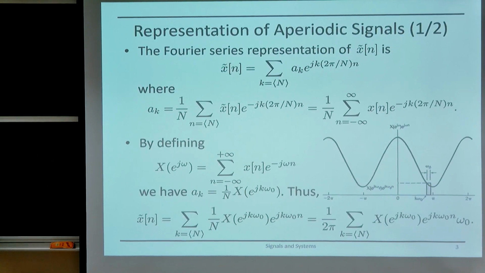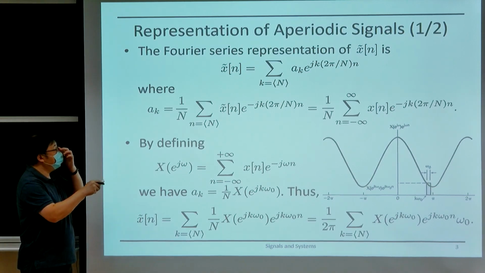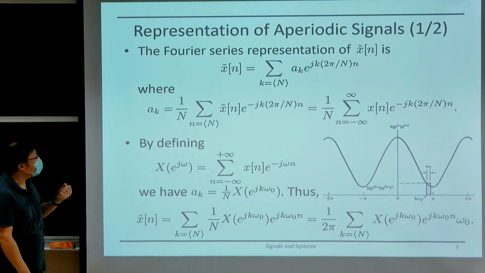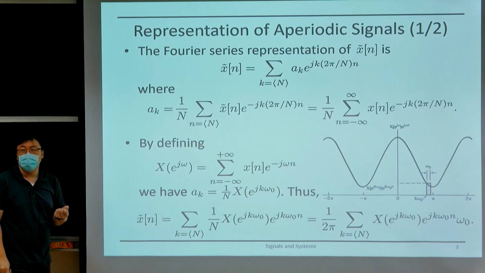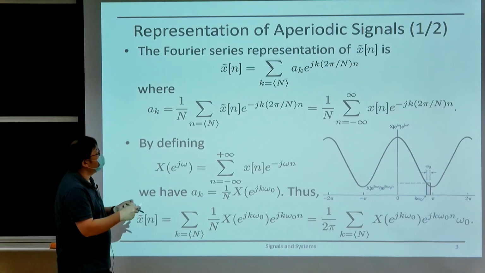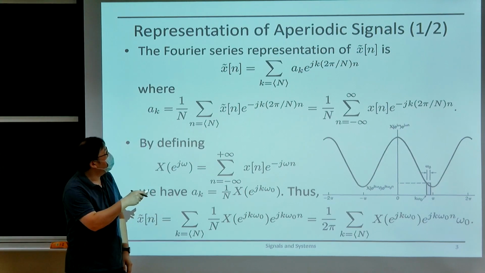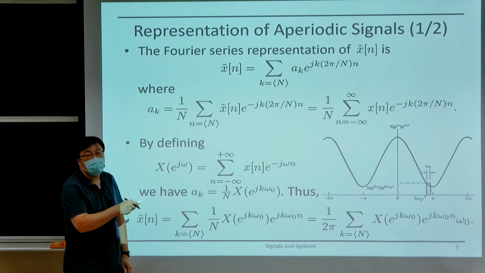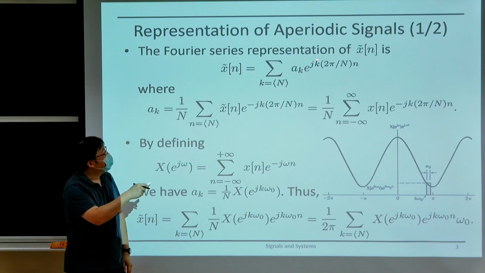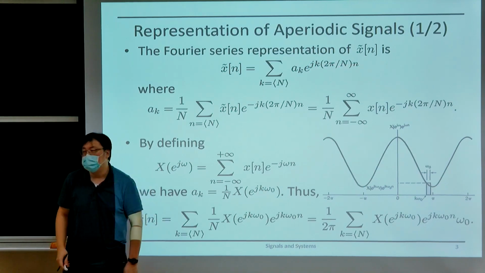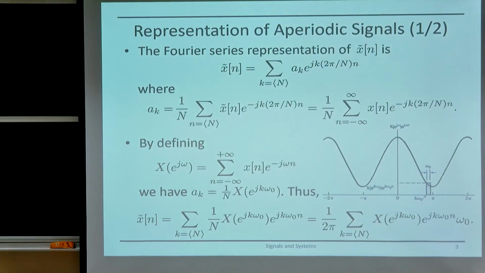So suppose we look at this x tilde of n, which is a periodic signal. For periodic signals, we know that the Fourier series representation exists. So the Fourier series representation tells us that we can write this x tilde of n as a linear combination of these harmonically related complex exponentials, right? This e to the j k 2 pi over capital N times n. Right? So 2 pi over capital N, right, we can view as this fundamental frequency omega naught. Okay?